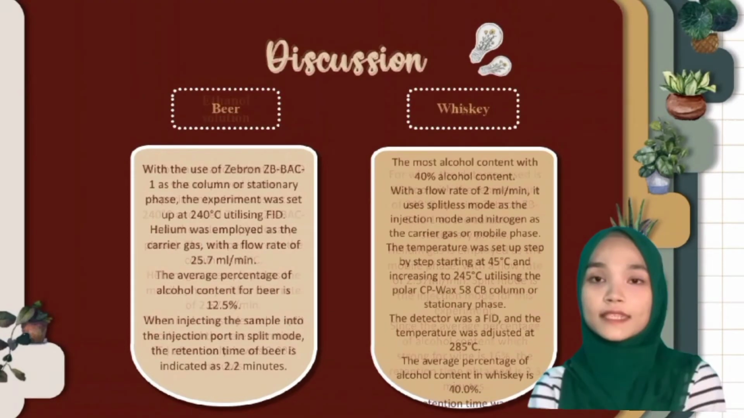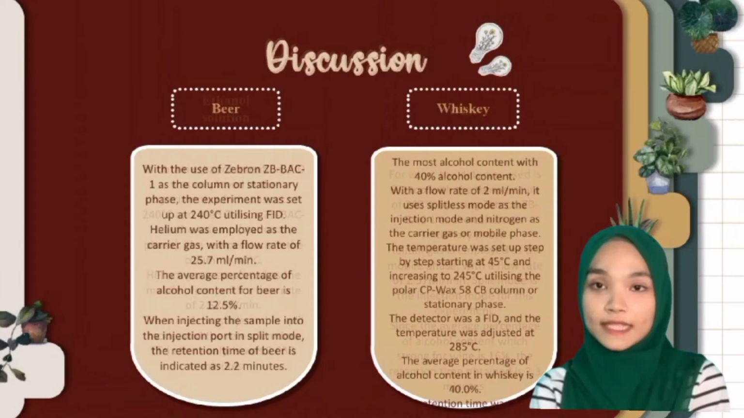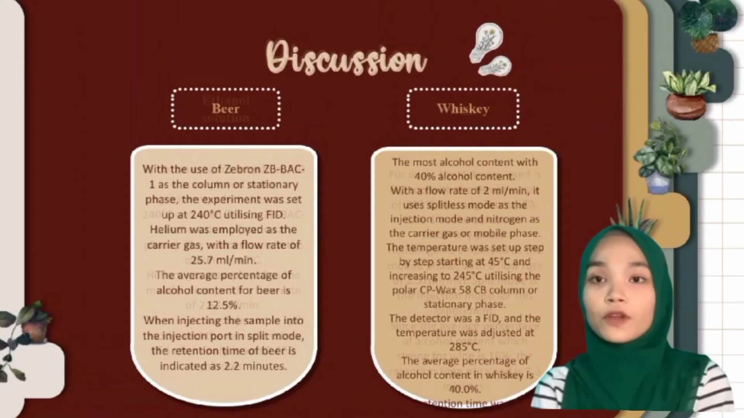Third, beer. Beer used the same setting as wine, with the use of Zebron ZB-BAC1 as the column or stationary phase. The experiment was set up at 240 degrees C utilizing FID. Helium was employed as the carrier gas with a flow rate of 25.7 ml per minute. The column temperature is 40 degrees C. The average percentage of alcohol content for beer is 12.5% when injecting the sample into the injection port in split mode. The retention time of beer is indicated as 2.2 minutes.